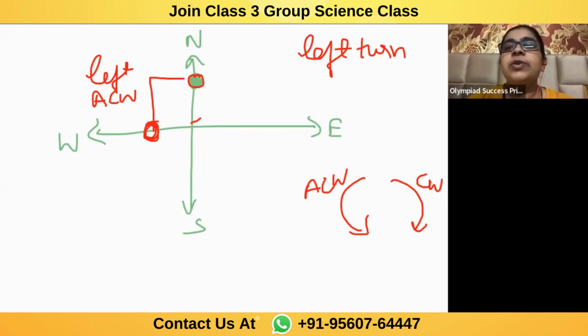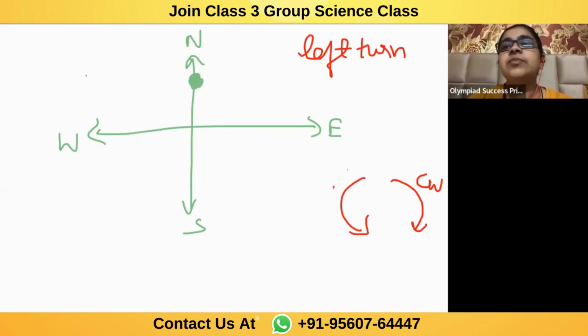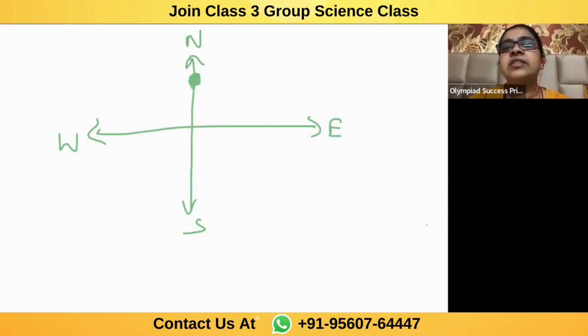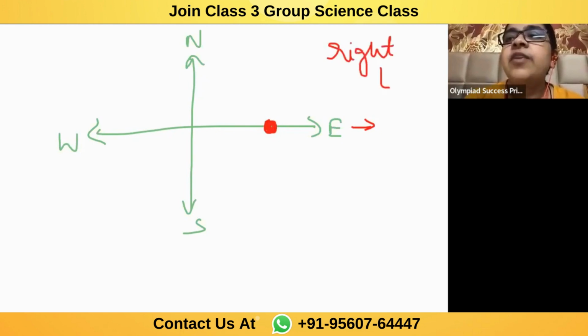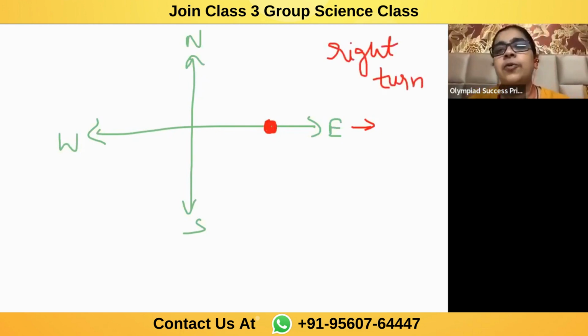Now, one more question. Quick, quick, quick. See, this is the most essential part. If you practice this, it's more than enough. My person is facing towards the east, and my person is taking a right turn. Where will my person face now? Right turn is always equal to clockwise turn.